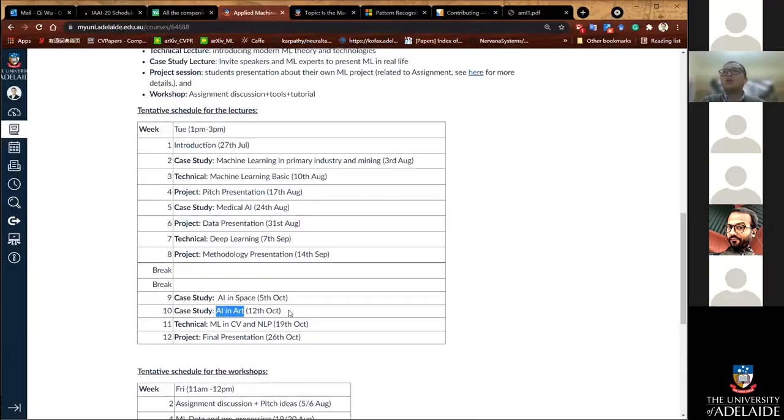And AI in art is also a very interesting topic. How can we use AI to generate different art styles, generate pictures, generate music? So this is called AI in art.